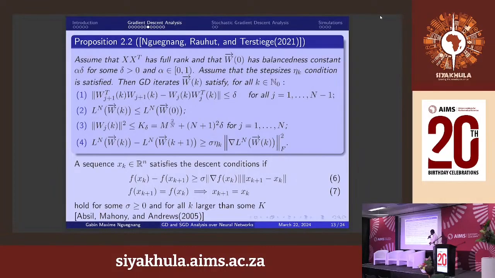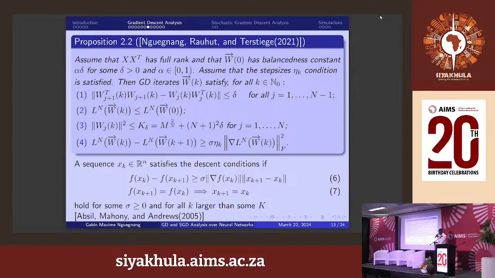One important result in the study of iterative algorithms is the one developed by Absil and collaborators, which mainly uses Łojasiewicz's gradient inequalities. They came up with this condition, usually called the strong descent condition.